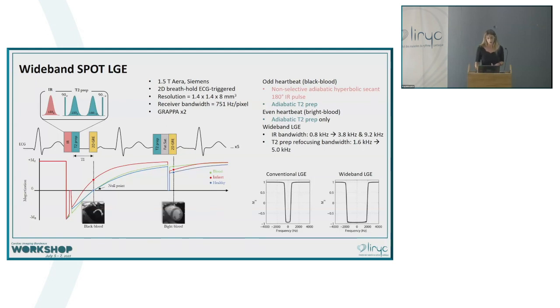In order to suppress the hyper-intensity artifacts related to the ICD, I implemented the wideband technique in the inversion pulse by broadening the bandwidth from 0.8 to 3.8 kilohertz. This is the value proposed in the literature, but I also tried to increase it even more to 9.2 kilohertz. In the T2 prep module, I applied the wideband in the 2 refocusing pulses by increasing the bandwidth from 1.6 kilohertz to 5 kilohertz.